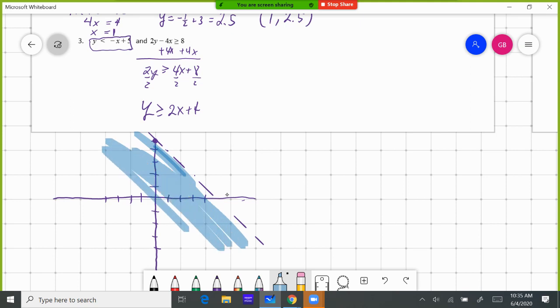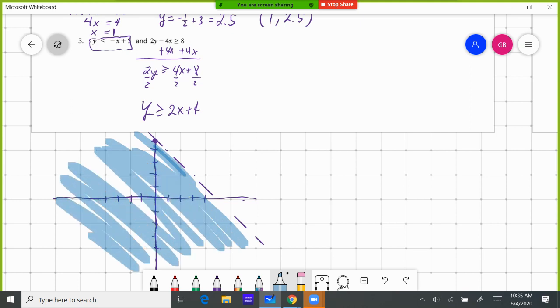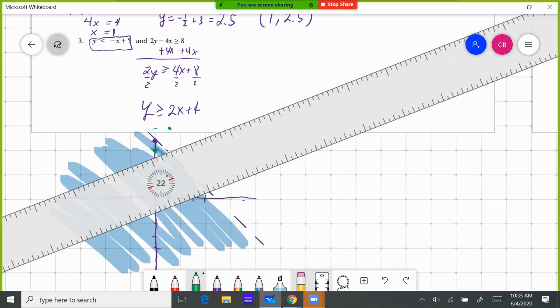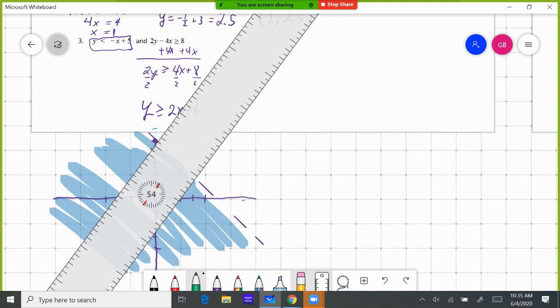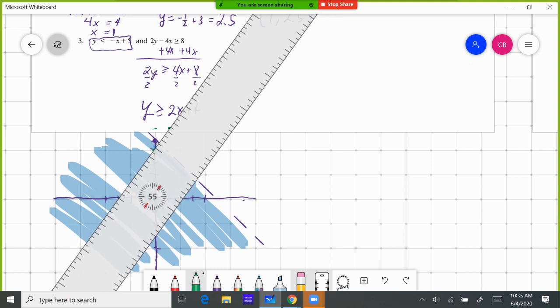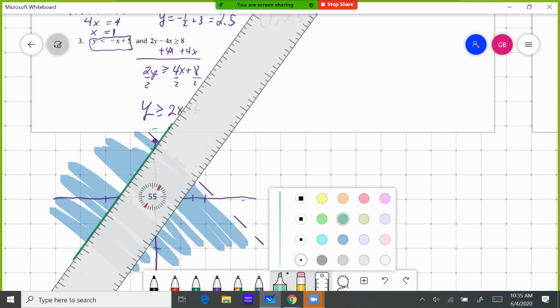So I'm going to shade below. This is less than. And now in green, I'm going to graph the other one. The y-intercept is 4, and then up to over 1. And since it's greater than or equal to, this is going to be a solid line. And I'm going to shade this one in green.